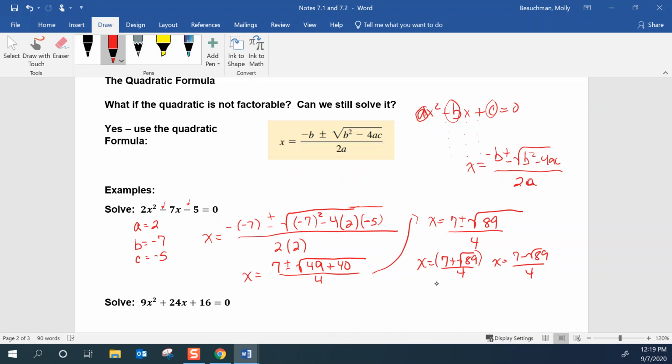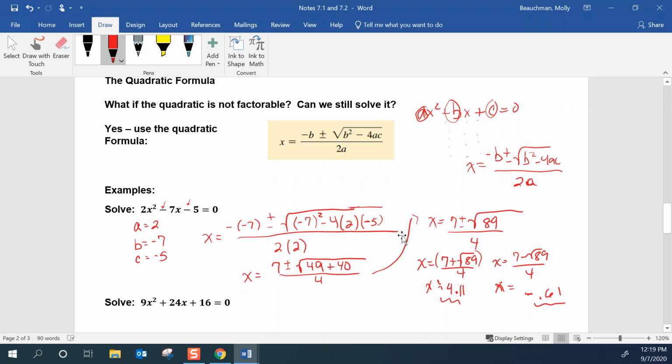So 7 plus the square root of 89 over 4 is about 4.11. And if we do 7 minus the square root of 89, and then divide that answer by 4, we end up with about negative 0.61. Okay, so check and make sure that you can get the order of operations in the calculator for those two. So the exact answers are leaving it in terms of the radical. An approximation to the nearest hundredth is if you put that in the calculator and estimate.